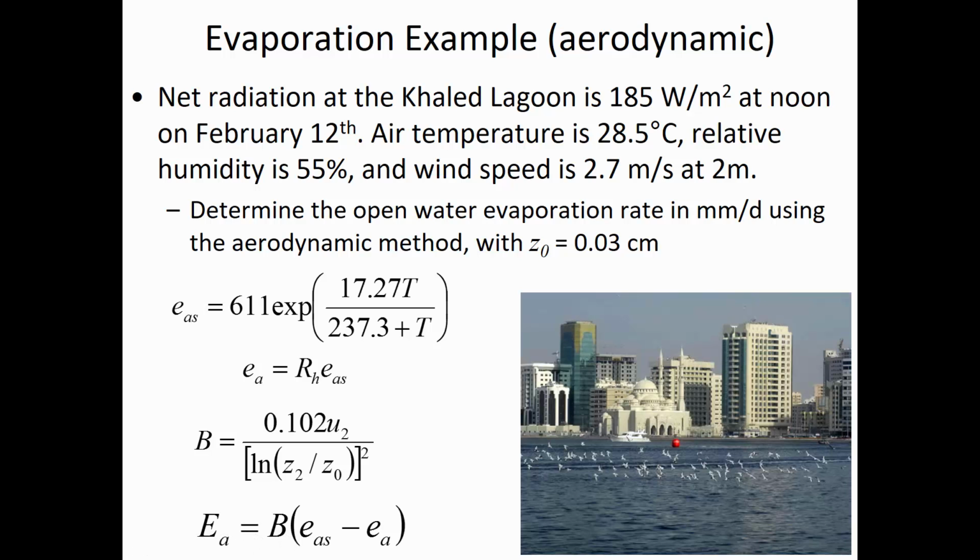The calculations that we'll do here, hold on a second. All right, yes, it is just this order. First find the E sub AS, then with the relative humidity you can find the E sub A, and so on.